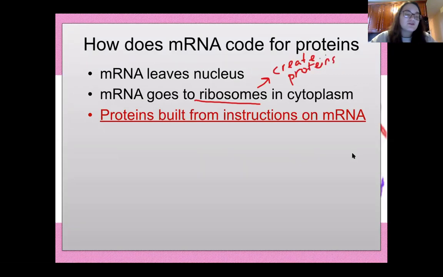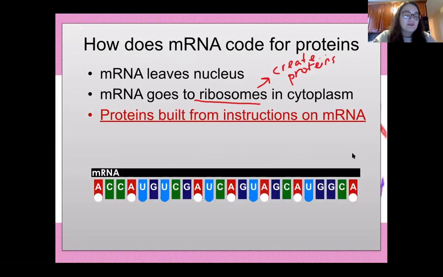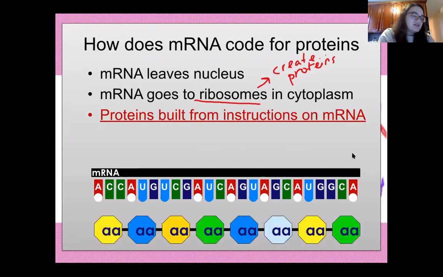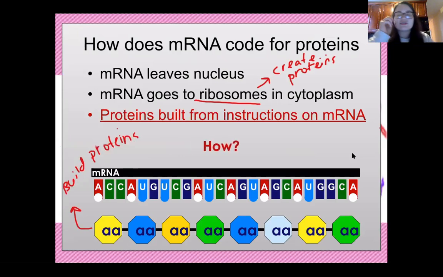So proteins are built from the instructions that we find in mRNA. Here we have a picture of our mRNA sequence, and right here we have a picture of amino acid sequences. Now we know that when amino acid sequences come together, they build up proteins. But the big question is, how does this happen?